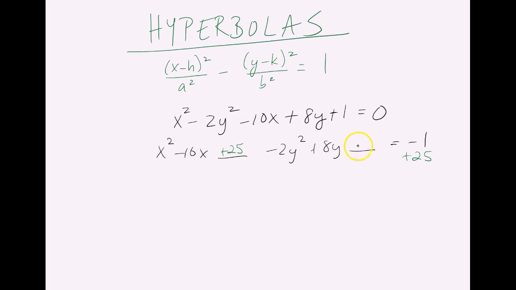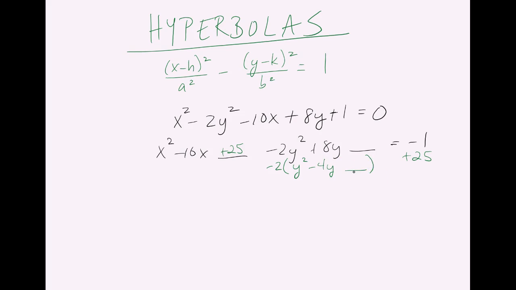Now right here, I can't fill this in yet because there is a coefficient on the y squared. So underneath it, or off to the side, I'm going to go ahead and factor out that -2. And yes, you do need to actually factor out the negative as well as the 2. So that's going to make this a -4y.